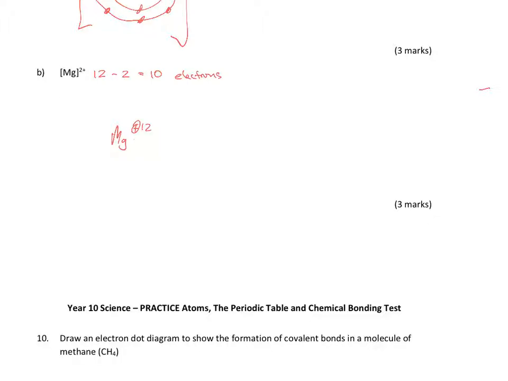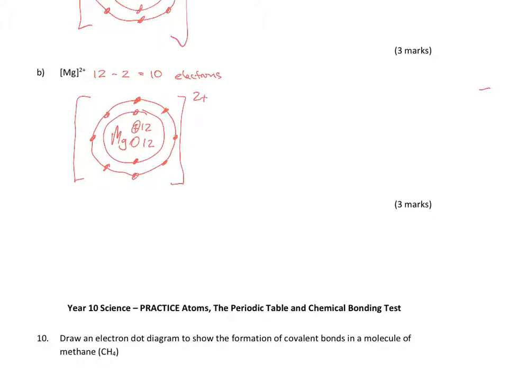protons is going to have 12, neutrons is going to have 12, and now let's draw the electron shells. 1, 2. 1, 2. 3, 4, 5, 6, 7, 8, 9, 10 electrons. But it's supposed to have 12, so it's not balancing out the 12 positive protons in the nucleus, so it's going to have an overall 2 plus charge.